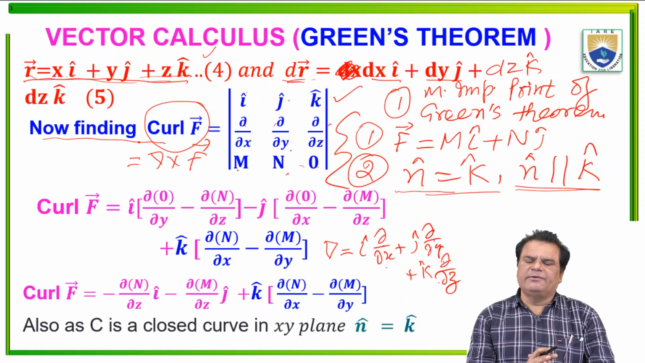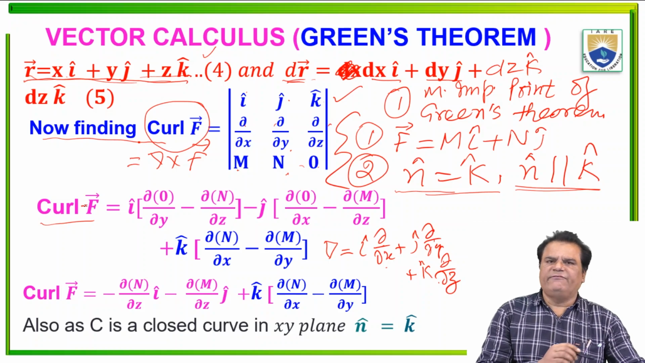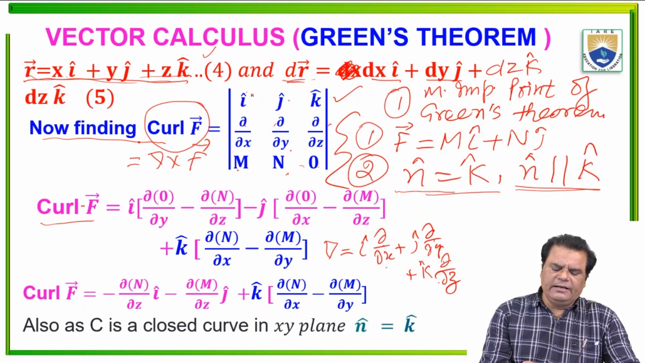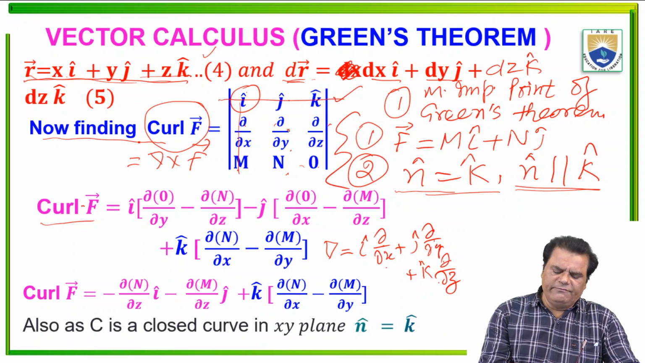After solving this determinant, we get curl F vector. So now, first of all, I am taking I cap and eliminating the first row and first column. Then multiply by this to this.